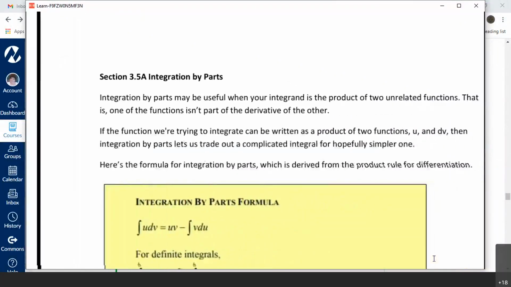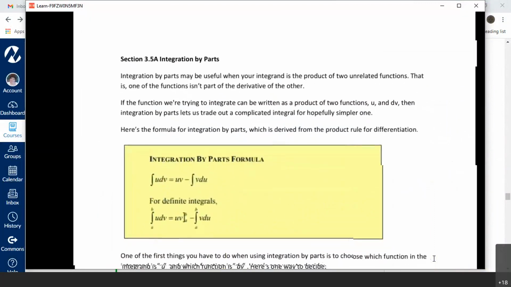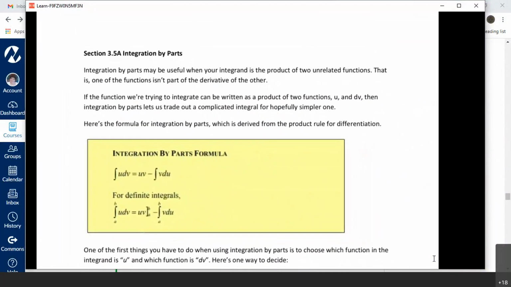Everybody should be seeing my notes, which say section 3.5a, integration by parts. Again, what I've done to create these notes for you is excerpt pieces from the text. That doesn't mean you should not read the text. You should read the text, but this is kind of hitting the highlights.